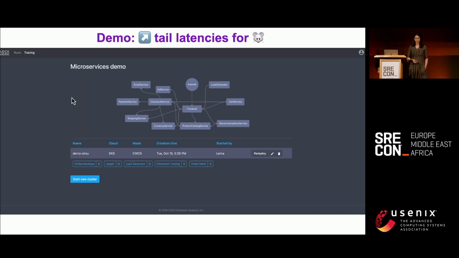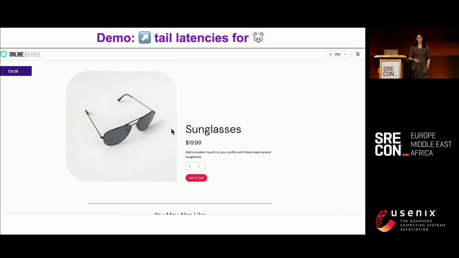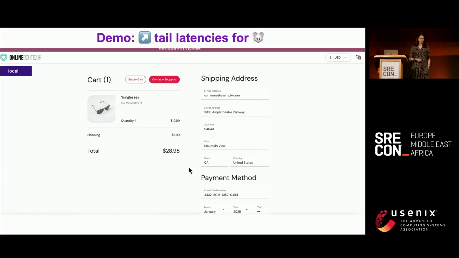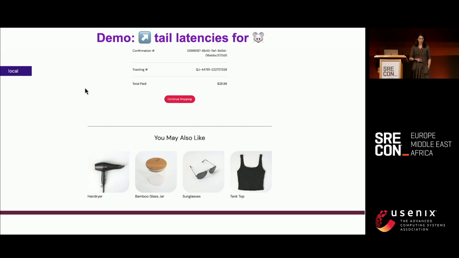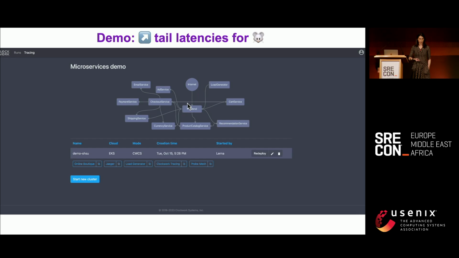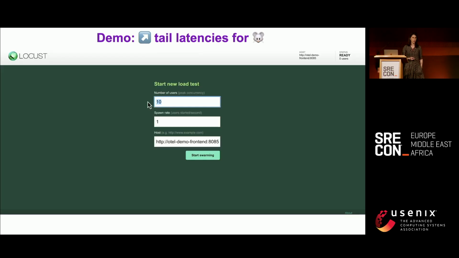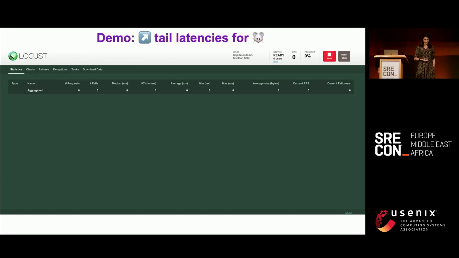So I have about 10 plus microservices on top here. And this is what the e-commerce site is built upon. So this is a fully functional site. You can add items to your cart. You can place an order. You get some recommendations at the bottom. It's deployed on a Kubernetes cluster. It's instrumented with OpenTelemetry API. So I'm going to kick off some load against the site just so I have some traffic.